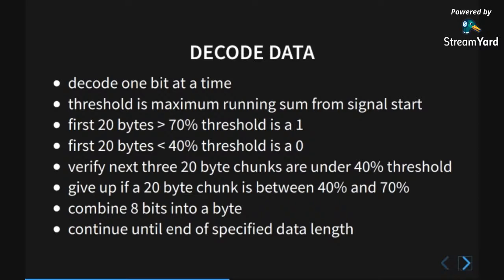So when I'm decoding it, I basically decode 1 bit at a time. That's different from the start marker. I use what the maximum running sum is to base the threshold on, and so I remember, if 20 bytes are over 70% of that, then it's a 1, and if it's below 40, it's a 0, and then verify that the gap in between is all below that threshold. And if I find something in between, give up. And when I've got 8 bits, I get a byte, and just continue until I hit the length.